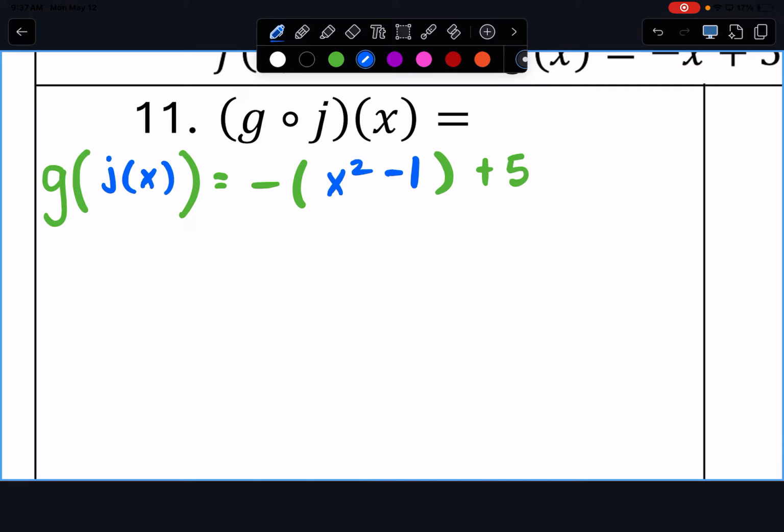So when we get this set up, this is what you should have. Then you just distribute. So we get negative x squared plus 1 plus 5, which is going to be negative x squared plus 6.